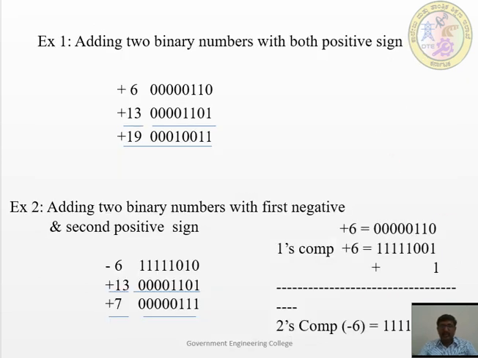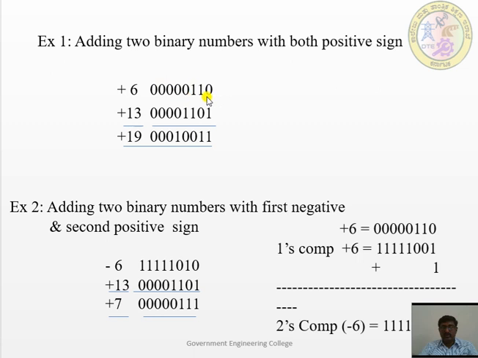See, adding two binary numbers with both positive signs. So this one is a normal mathematical calculation, plus 6 as well as plus 13. Since it is the addition process, we are just taking 8 bits, normally just for the carry, if there is a carry generation. See here, its value will be what?